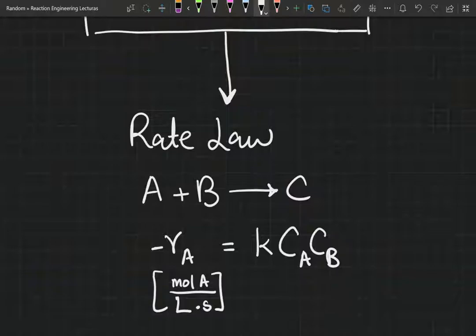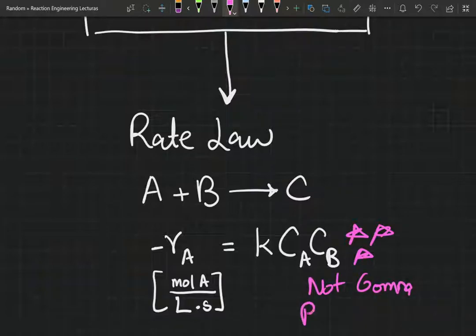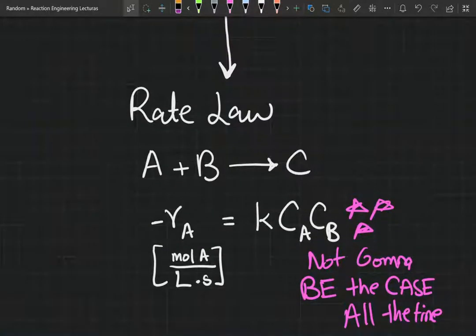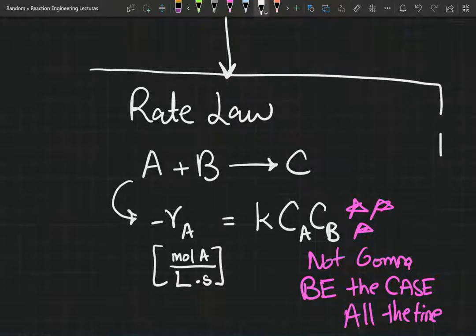And this is not going to be, and warning, this is not going to be the case all the time. Sometimes we'll have some really weird nonlinear kinetics, as we'll explore. So once you have the rate law, you need to formulate a rate expression that you can enter in your code.